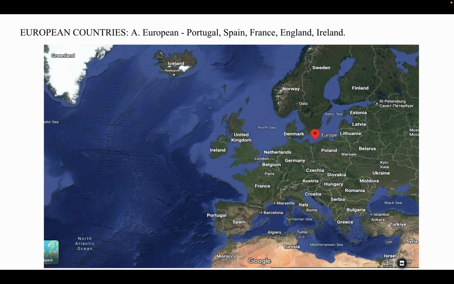You need to know these 5 European countries: Portugal, Spain, France, Ireland, and the United Kingdom. And remember I said I will take United Kingdom, England, or Great Britain. Technically, all 3 of those terms have slightly different meanings, but they're almost used interchangeably in modern language. So I would take any one of those 3 for this quiz.